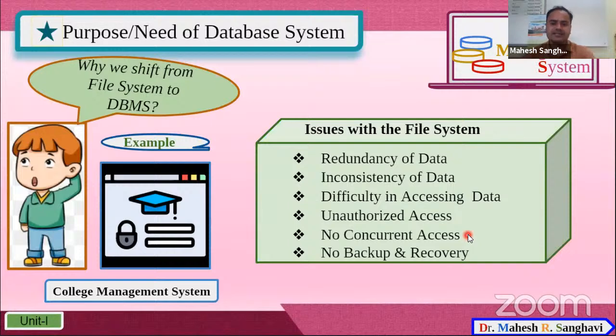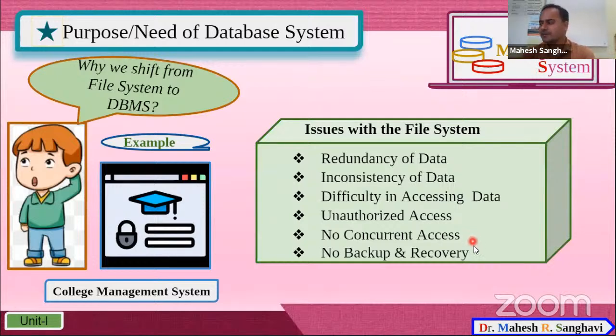Next point is no concurrent access. Now, what does concurrent access mean? Accessing data simultaneously, meaning even if the data is in different places, you should be able to access it simultaneously. That is known as concurrent access. Unfortunately, such a facility is not available in a file system, but in a DBMS we can access data simultaneously or in a concurrent way.